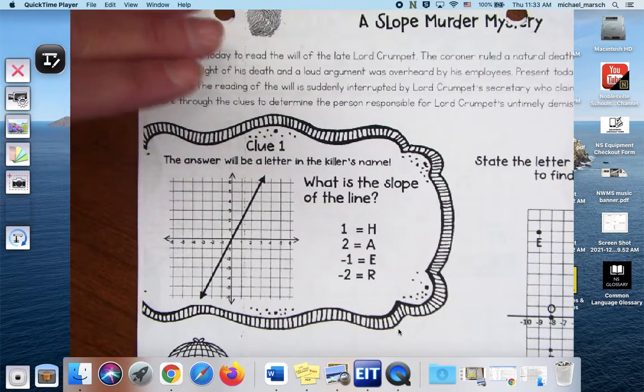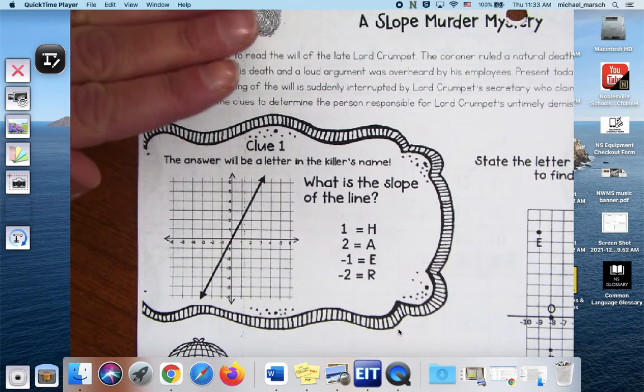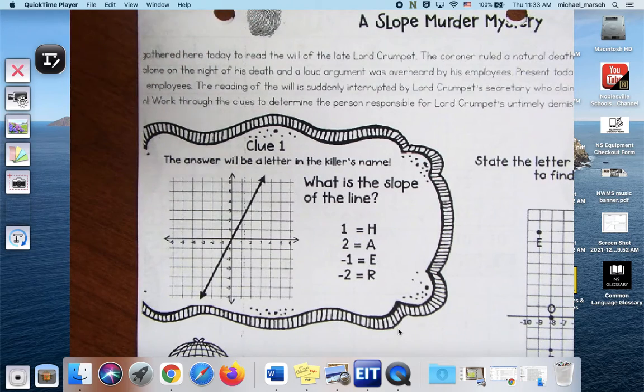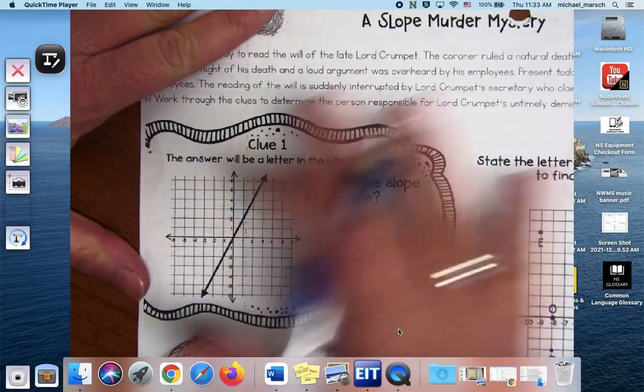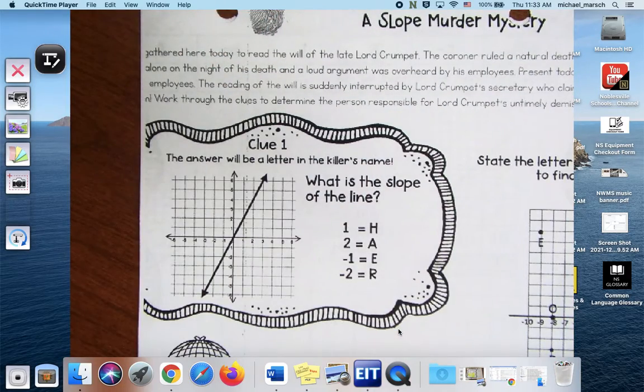I know you guys, it was in the video, but I want to make sure everybody understands how to do a couple of these. Voices off, please. Okay, so what you're doing is you're going to find slope, several graphs, tables, ordered pairs, and we're trying to figure out who actually killed Lord Crumpet. Like that's what we're doing.